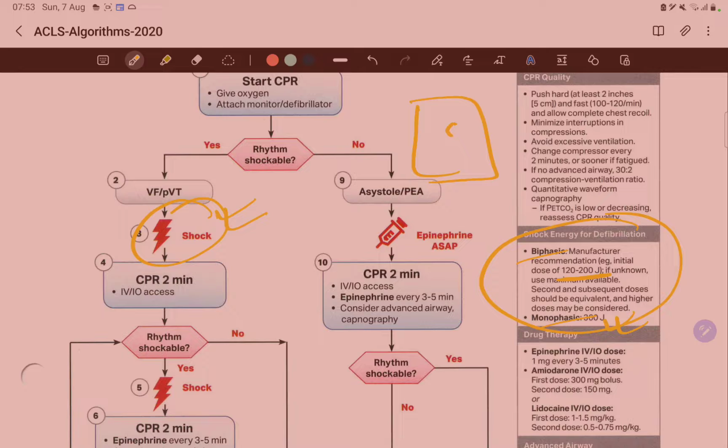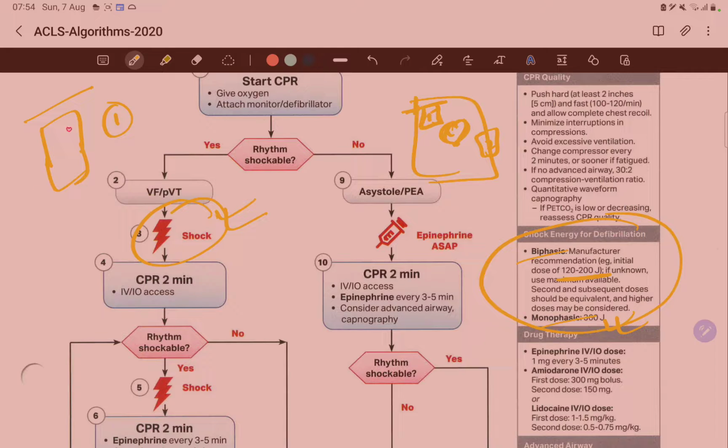So suppose this is our heart. We'll place a pad over here and we place a pad over here. What do we mean by here and there? This is position one and position two. Position one is basically below the clavicle, so the clavicle will be here and we'll place it below the clavicle.